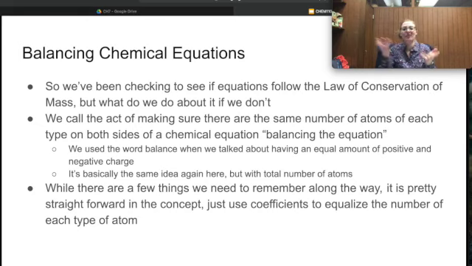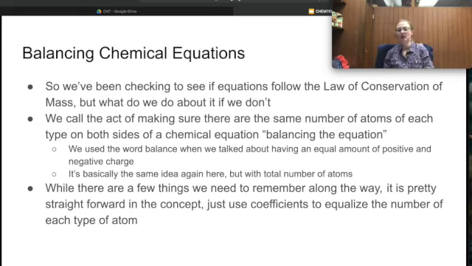We've got to have the same number of atoms on both sides. I'm using the word balance to mean the same number, the same idea as before, but instead of worrying about charges, we're worrying about total numbers of atoms. While there are a few things we're going to need to remember along the way, it's a straightforward concept. Use the coefficients to equalize the number of each type of atom.